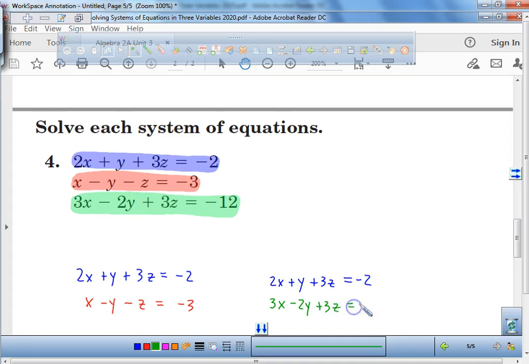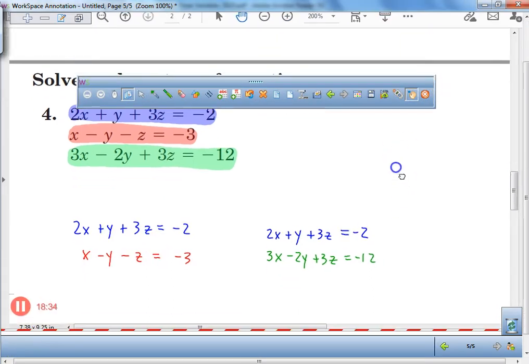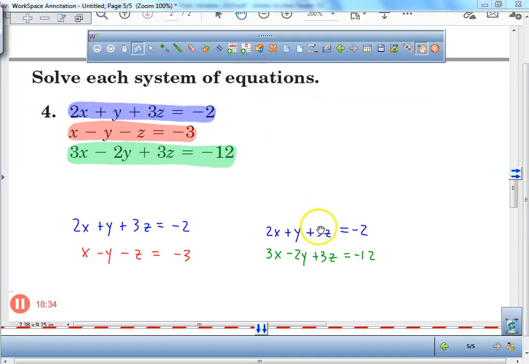There we go. So what am I doing right now, everybody? I'm taking the first equation and putting it over the second equation, and I'm taking the first equation and putting it over the third equation. So please do that nice and neat. It's very important. All right, so here we go. Pay very close attention right now.